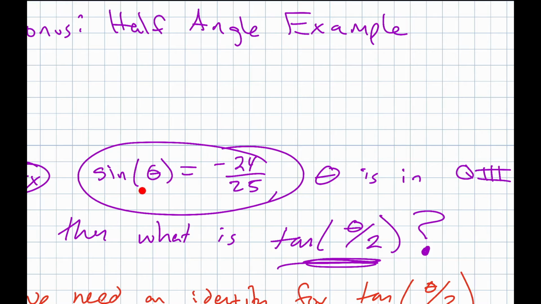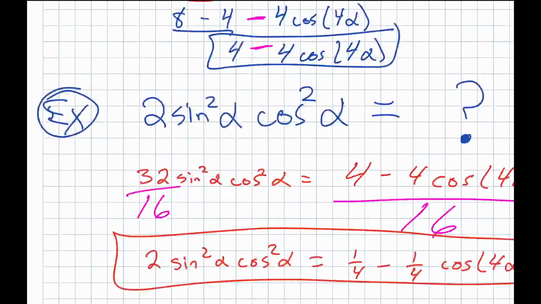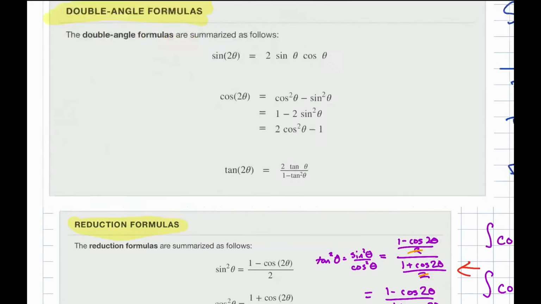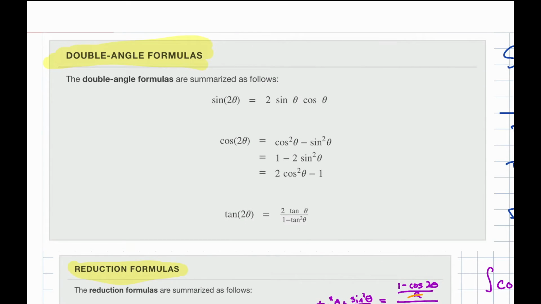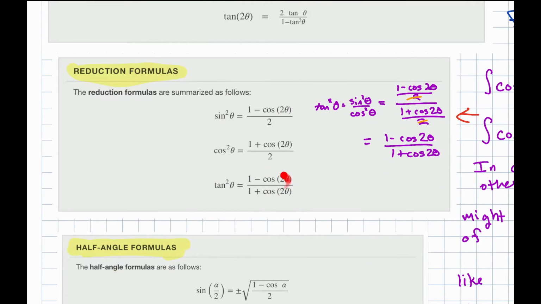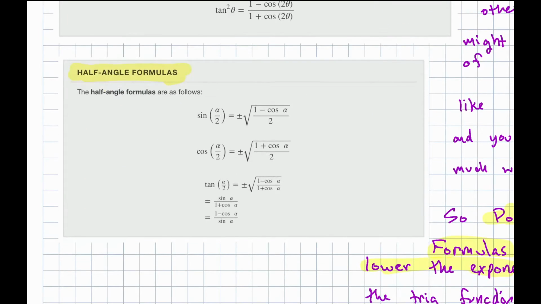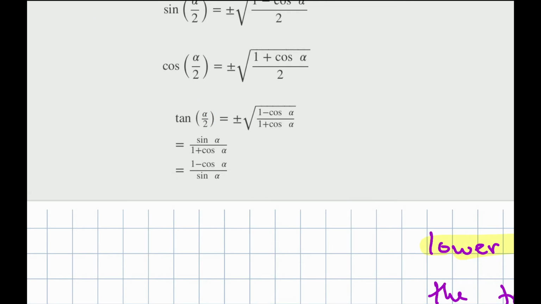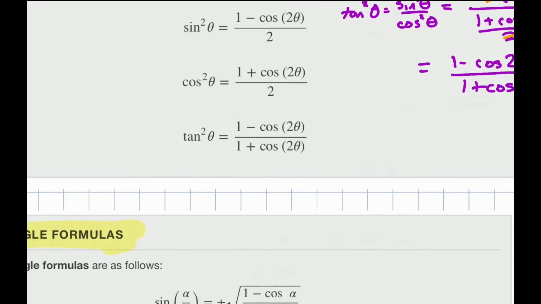So you look at your list of identities up at the top. So we're looking for tangent theta over 2. So you look here. No, this isn't right. This isn't right. This one's right. Okay. And so, I mean, this is alpha over 2, but alpha, theta, who cares? So you get these. Now, these formulas, by the way, are just the same as the ones up here.